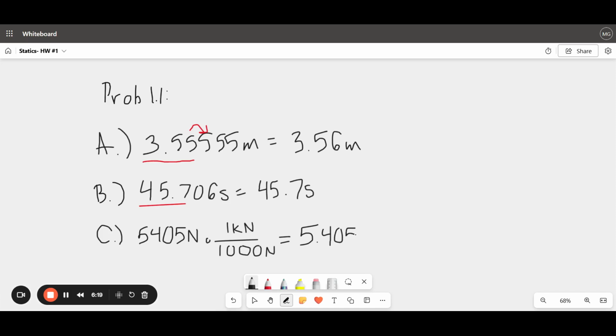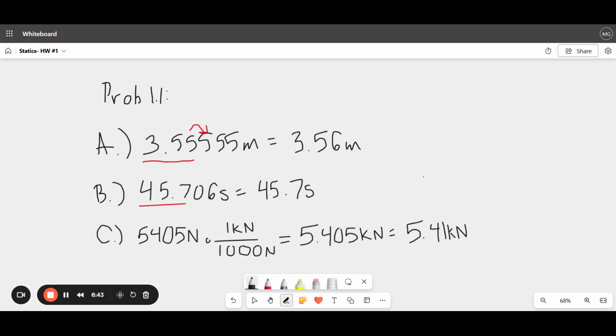5.405 kilonewtons. But you can notice here it's not 3 significant figures, so you're going to have to round it out. And that equals 5.41 kilonewtons. So that's going to be your final answer there.